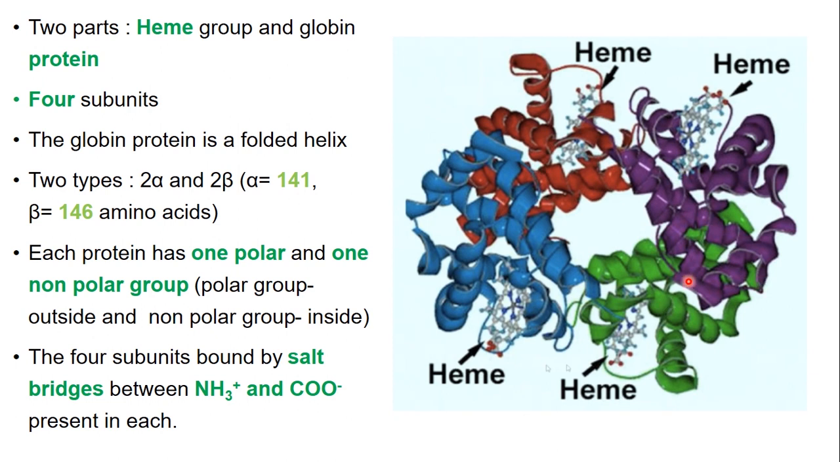These are the four subunits. And as you can see, each subunit has two parts. One is the heme part and another is the globin protein part. So what is the heme part? If you have watched my earlier video, I have explained in detail about the heme group.